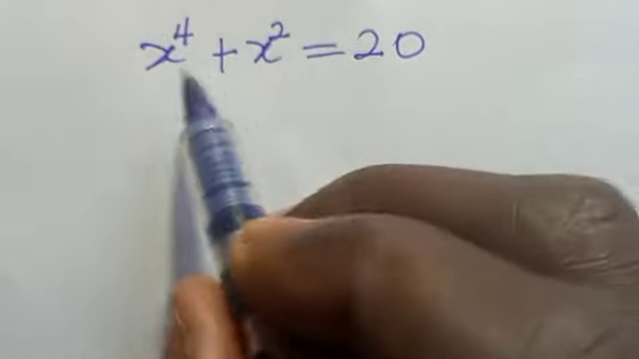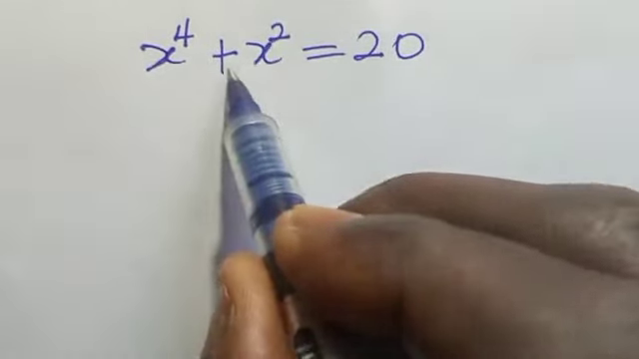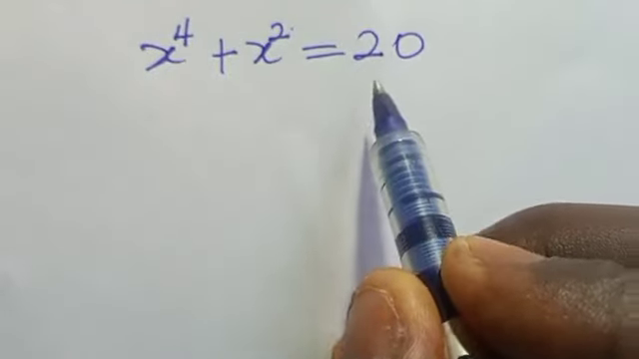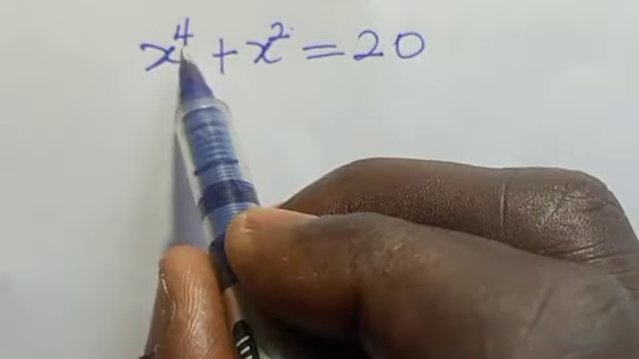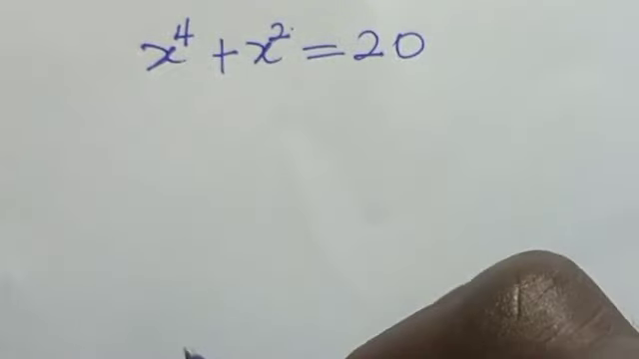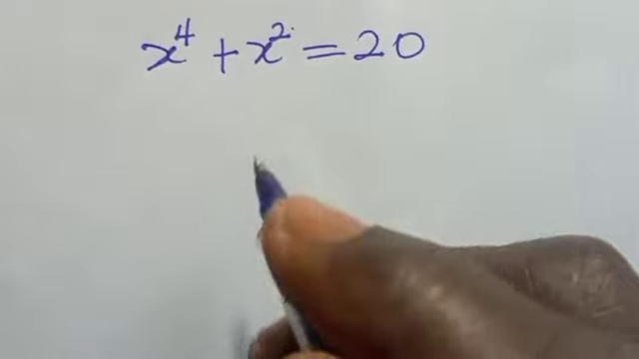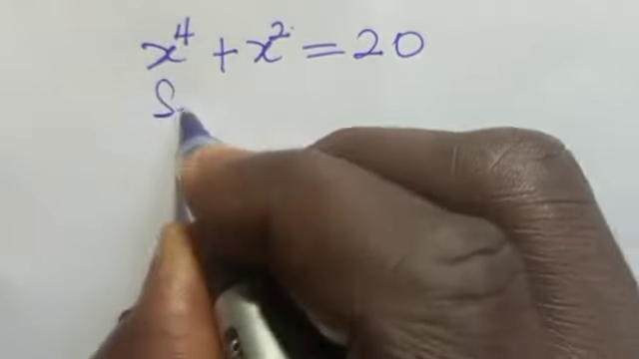Our question today says s raised to power 4 plus s raised to power 2 equals 20. Since the highest power of s is 4, it means that at the end of the day, we'll end up having 4 solutions.